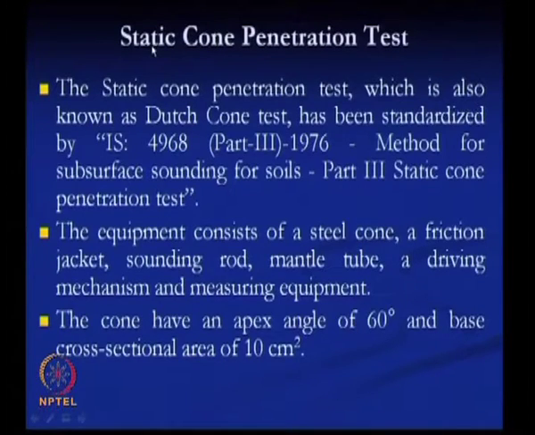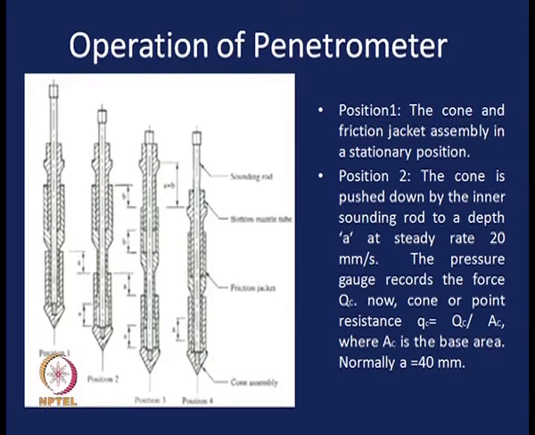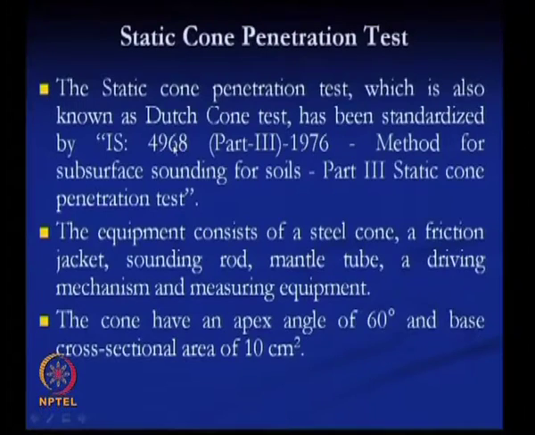Now, first we will go for the static cone penetration test, or SCPT. For the static cone penetration test, the IS code is 4968 Part 3, 1976. This instrument has several components. One component is the cone assembly, then this portion is called the friction jacket, then this one is called the bottom mantle tube, and this is the sounding rod. So, these are the different components of this equipment.